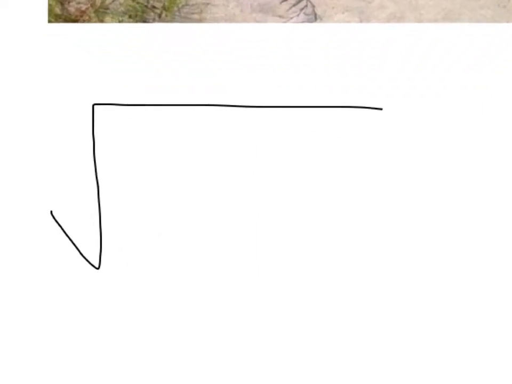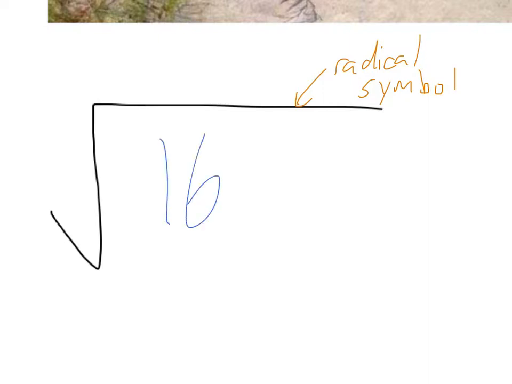Now, we call it a square root symbol, but more specifically, this guy is going to be called the radical symbol. And inside, we will, most of the times, have a number, sometimes a variable, but either way, it's called the radicand.